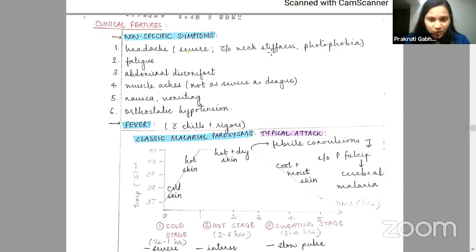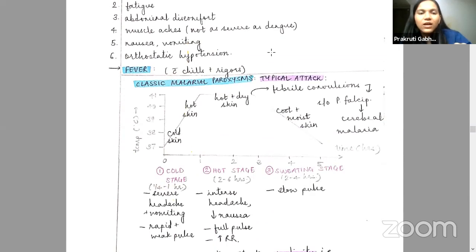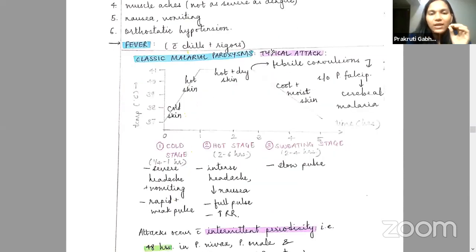And then comes fever. Now, what we have studied typically is what is known as a classical malarial paroxysm, where paroxysm is nothing but an outbreak. Literally, it means a sudden outburst of anything. So here we have a typical attack or a sudden outburst of fever. It's a fever attack which has 3 stages: the cold stage, hot stage, and the sweating stage. I don't know if you all can see clearly because I've written in pencil.